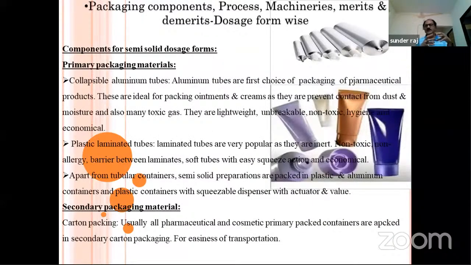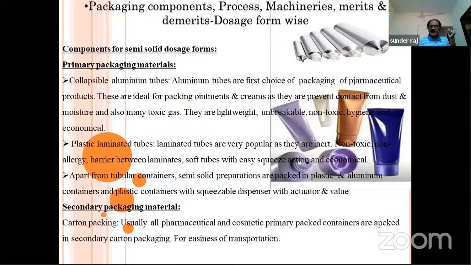Then various components are used in the formulation of these semi-solids, the collapsible aluminium tubes. Aluminium tubes are widely used, low cost components and the first choice of packaging material. Apart from aluminium, there are plastic laminated tubes, which are nowadays widely used. You might have seen them in toothpaste, tooth gels and all cosmetics. Most of the medicaments also use plastic, because plastic laminated tubes are inert and non-toxic. So they are widely popular.